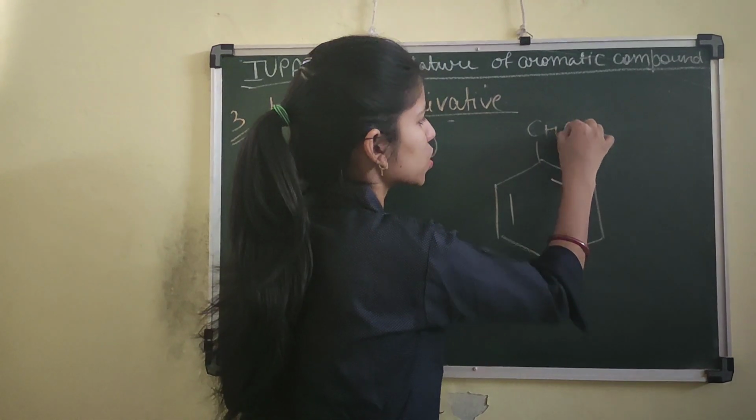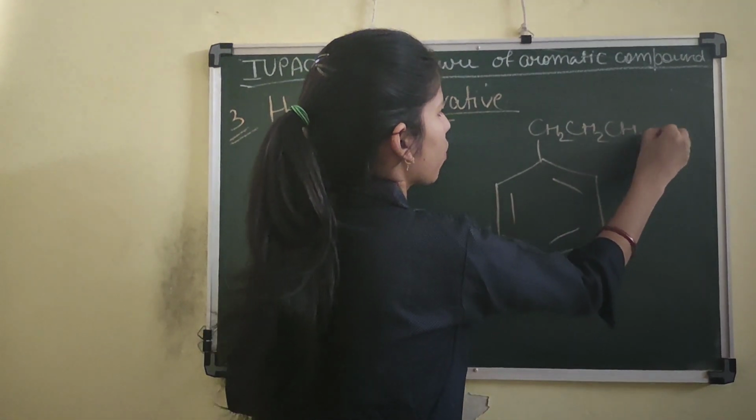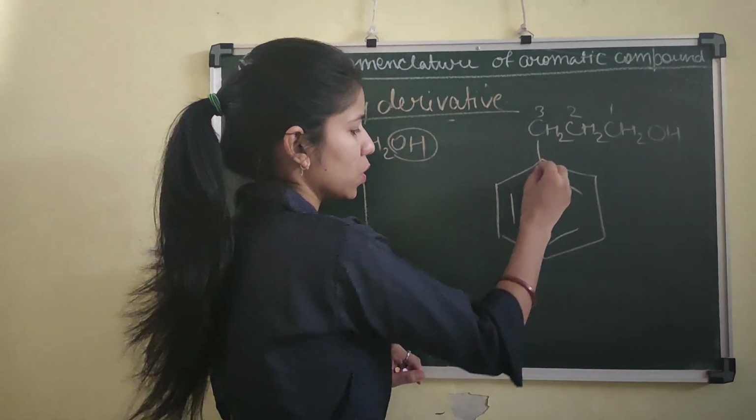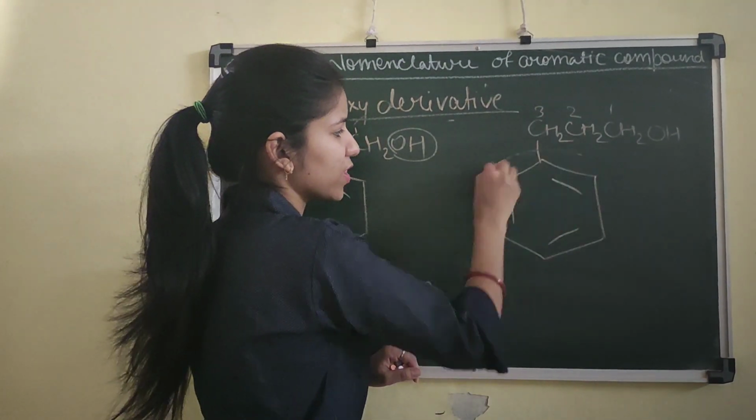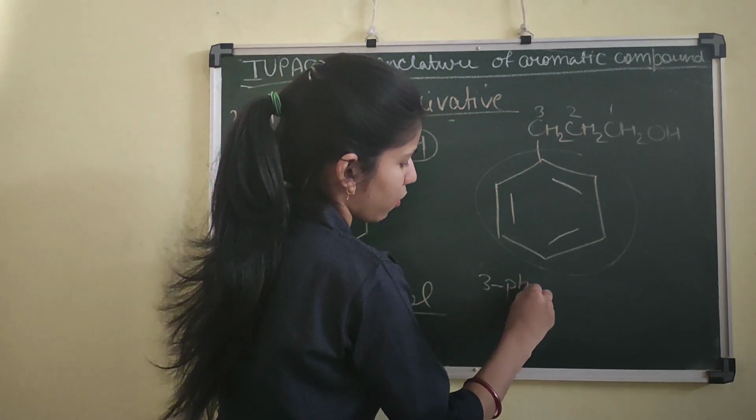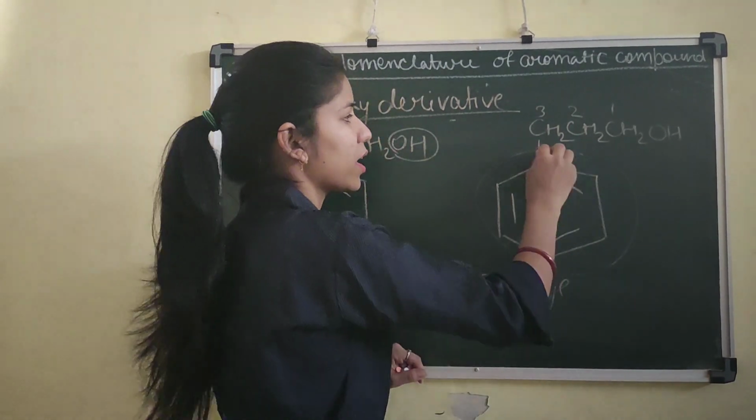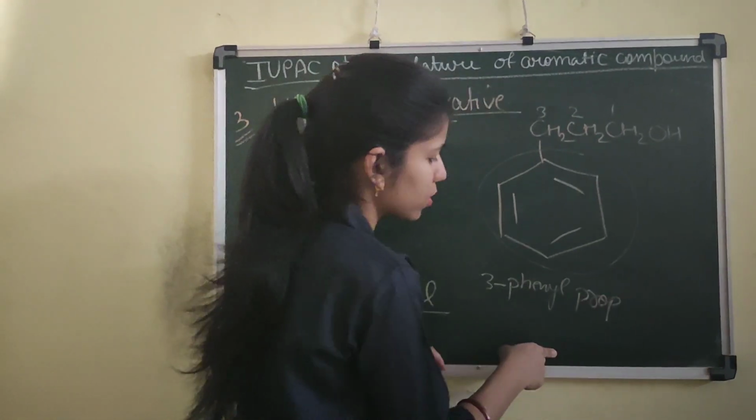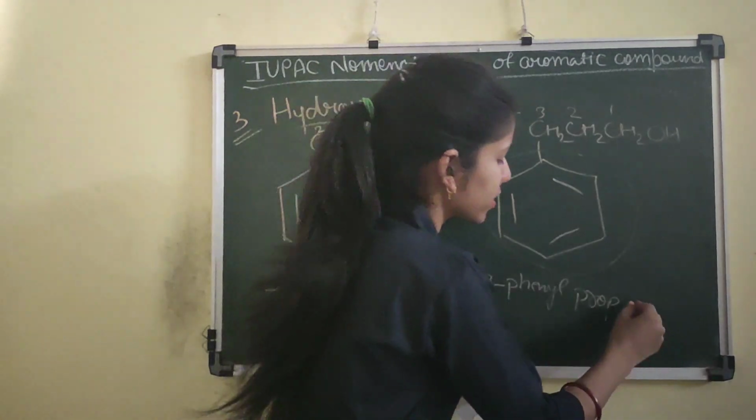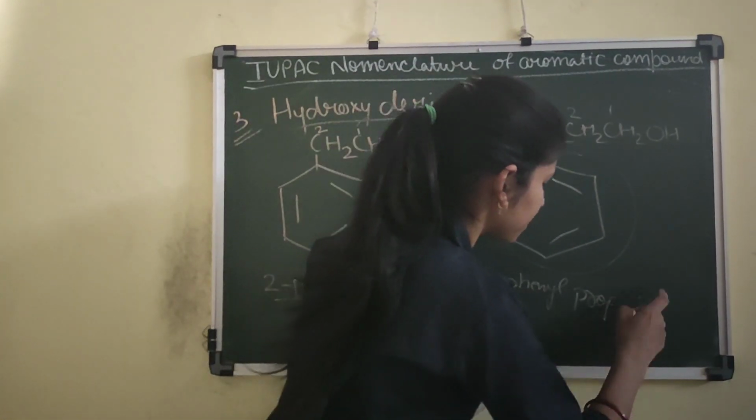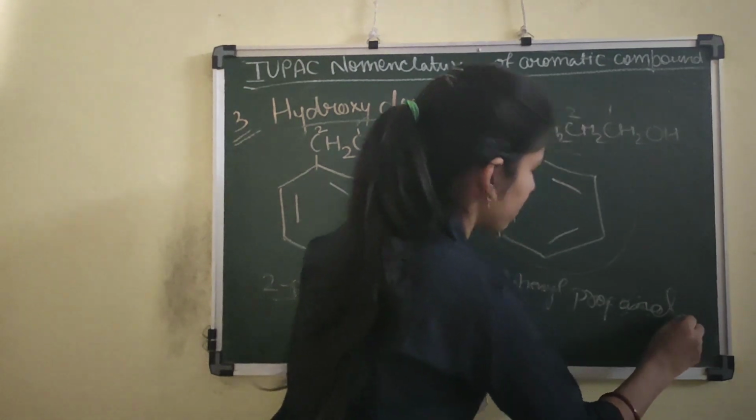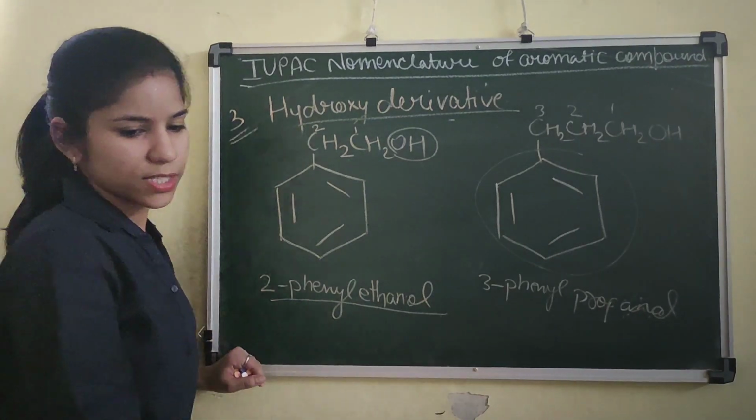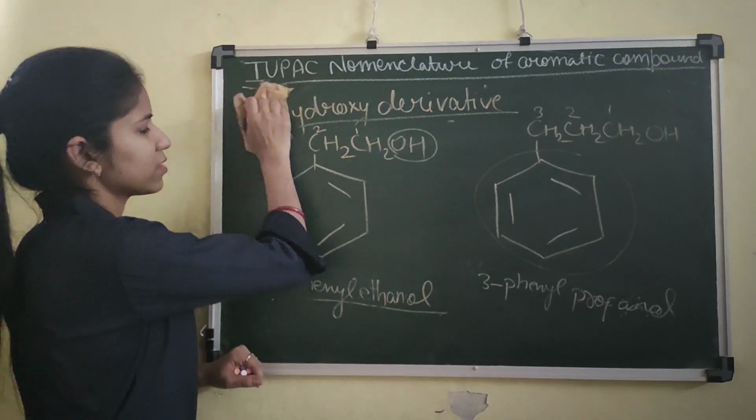There are CH2, CH2, CH2, OH. So naming starts 1, 2, 3. So at 3 the phenyl ring is present, 3-phenyl, and for 3 carbon atoms the root prop is used, and the suffix for OH is ol, propanol. So 3-phenylpropanol.